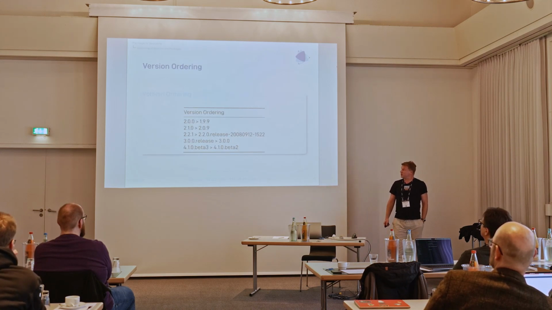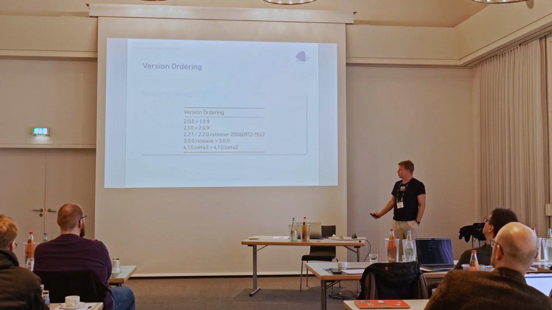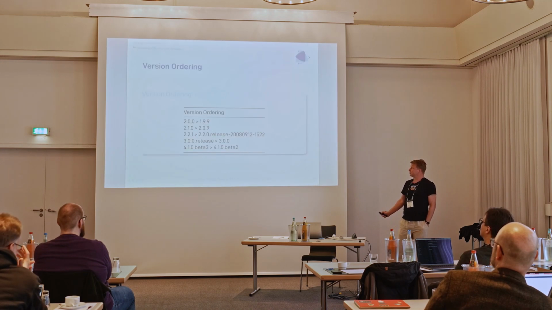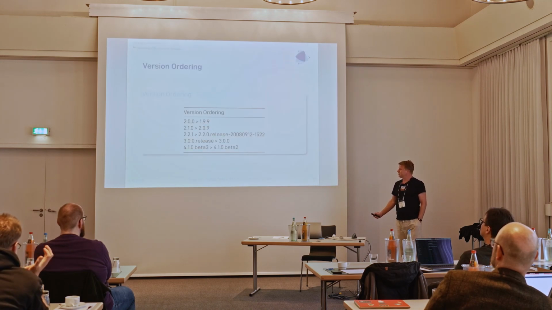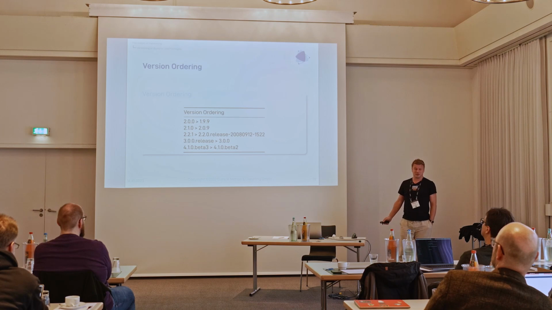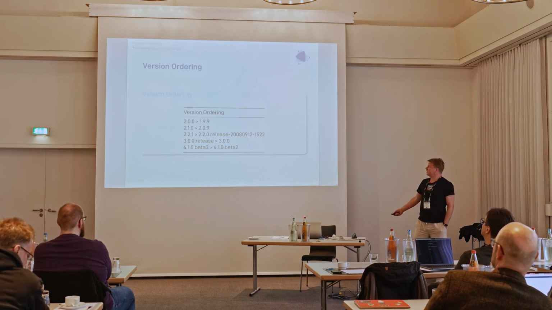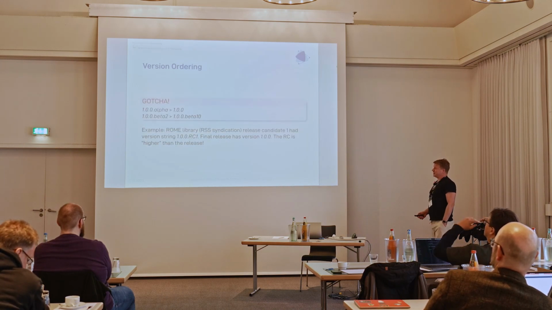Versions can also be ordered. You have to define which is your version normally. It starts from the first element and goes on to the last part. So 2.0 is higher than 1.9.9, logically. 2.10 is higher than 2.9. 2.10 is higher than the 2.2 release. And here it gets interesting: the 3.0.0 release is bigger than 3.0.0 beta 2, and beta 3 is bigger than beta 2 in this regard.